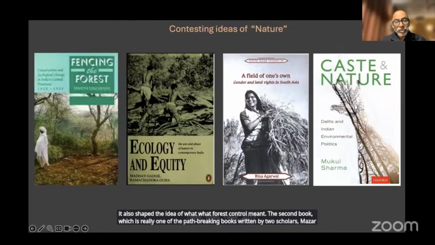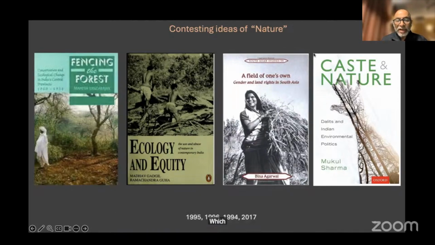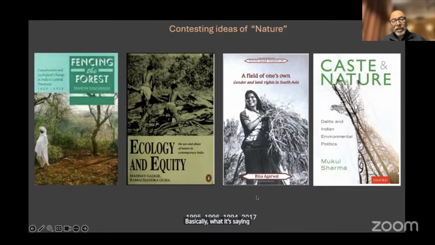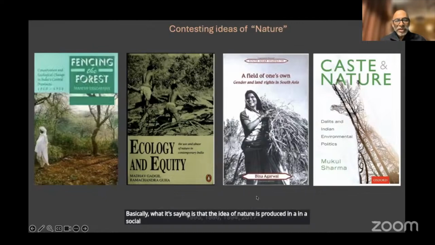The second book, which is really one of the path-breaking books, written by 2 scholars, Madhav Gadgil and Ramchandra Guha, called Ecology and Equity, which was published in 1996, speaks about how inequities in access to natural resources contribute to social conflict. Basically, what it's saying is that the idea of nature is produced in a social access to natural resources.